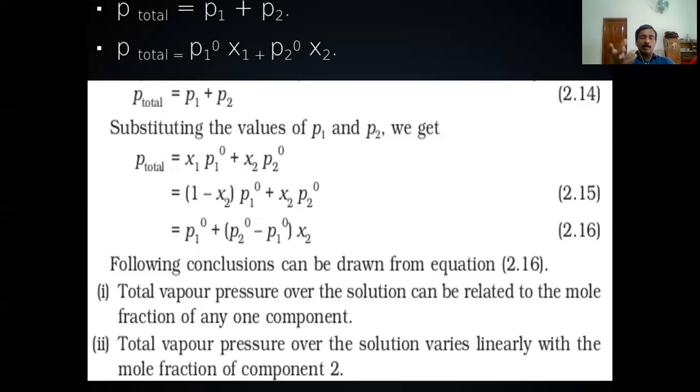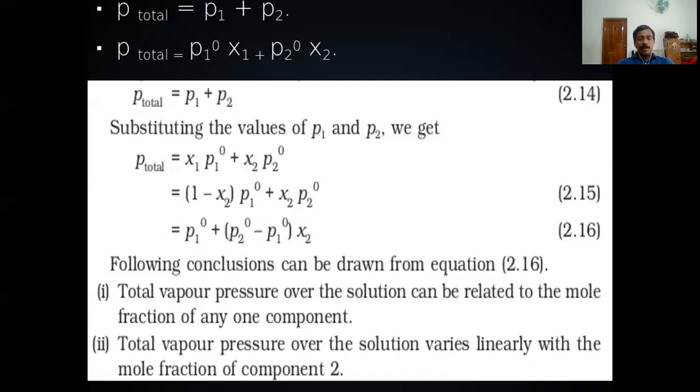If the concentration of solvent is more, its vapor pressure will be more. And as the concentration of solvent increases, vapor pressure of solvent increases, and vapor pressure of solute decreases. So it is very clear. Total vapor pressure of the solution can be related to the mole fraction of any one component.